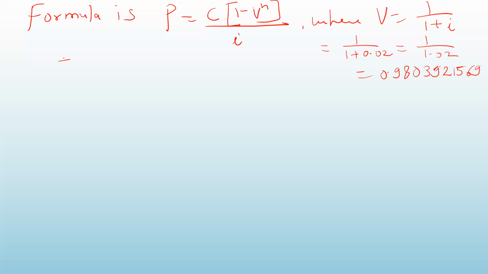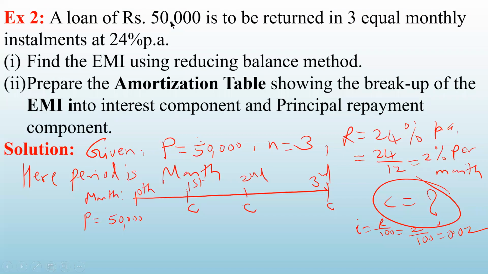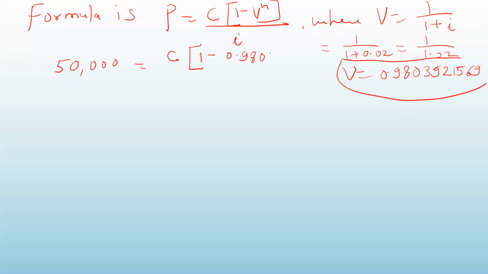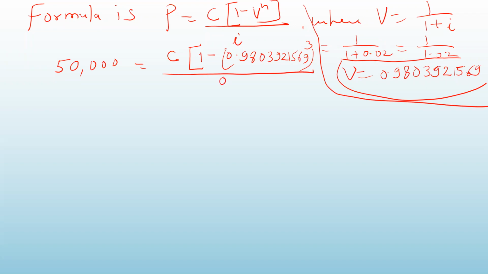Okay. Let us put all the values in the given form. P is 50,000, since the loan is taken. Correct. N is 3. C you have to find out, so you keep C as it is. 1 minus V, you have just now calculated. This is your V, 0.980392156, raised to power N. N is 3. Divided by I. I is 0.02. So you have to put all the values.